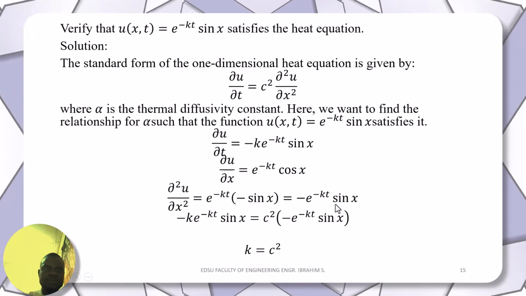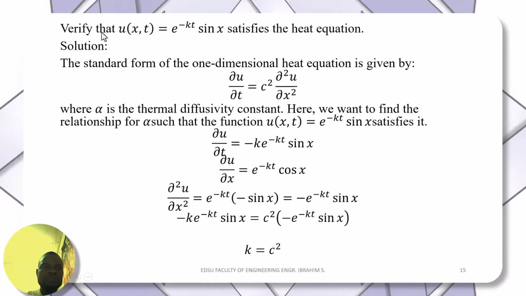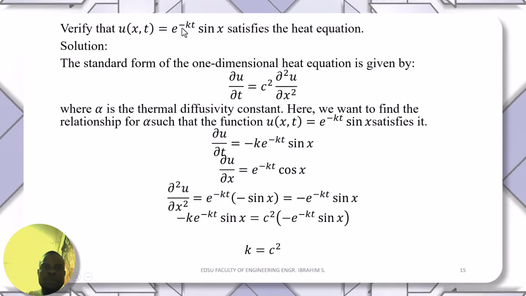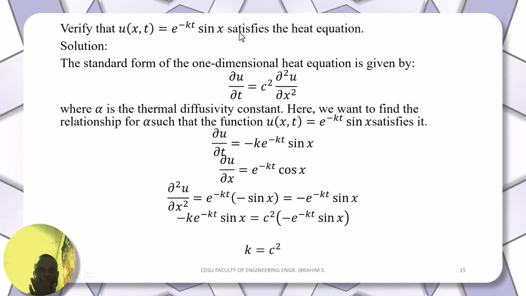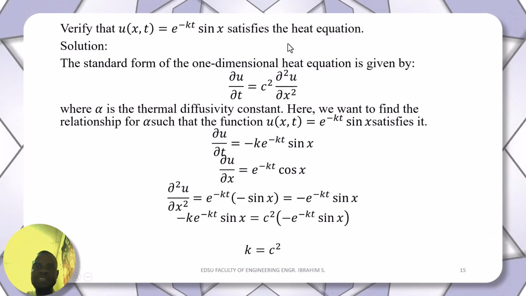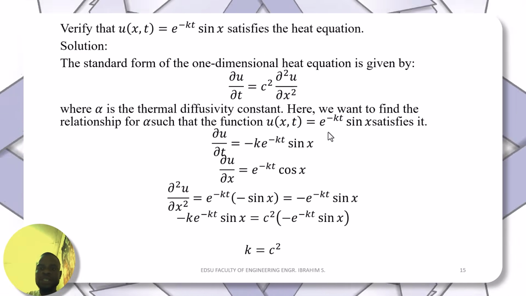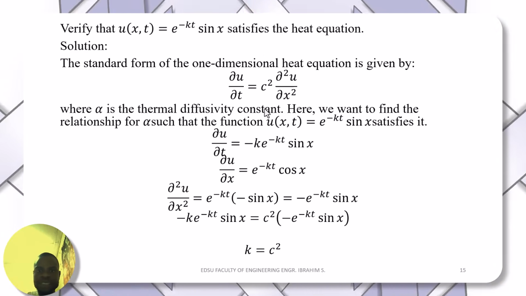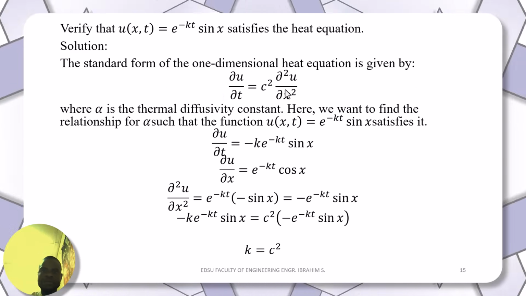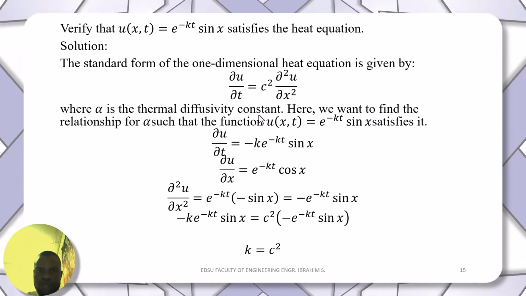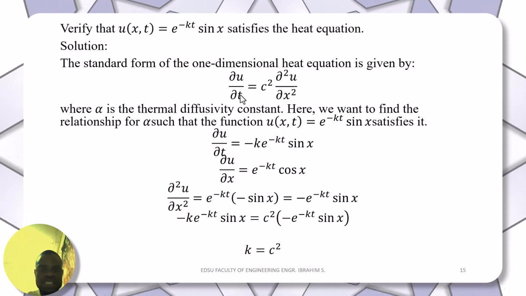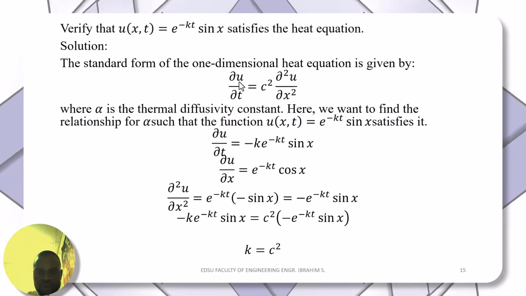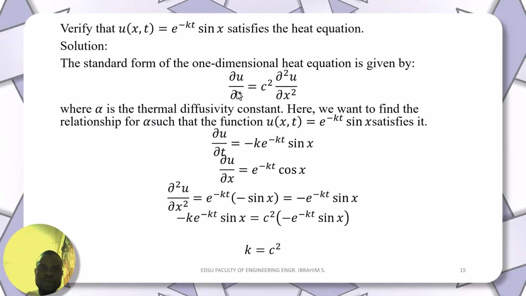Then also verify u(s, t) we have what? e to the power of minus kt sine s. Check if it satisfies what? The heat equation. So the standard form of the one dimensional heat equation is this. See, it's different from the first one. Now, for the heat equation, with respect to t it is first order, but with respect to s it is second order. So let's look for with respect to t first, which is our first order.